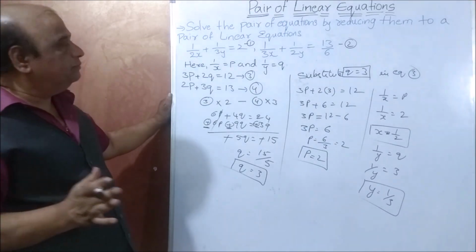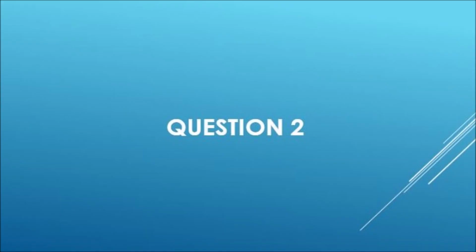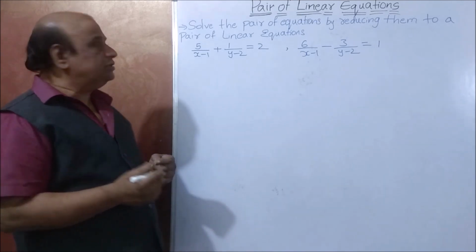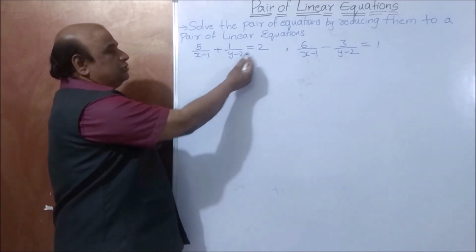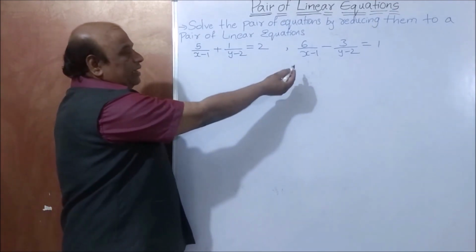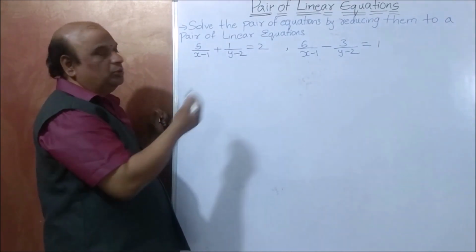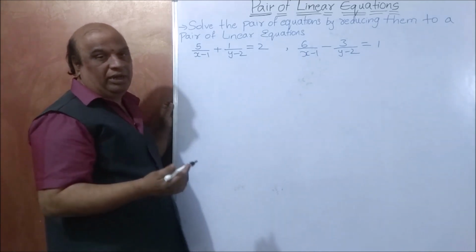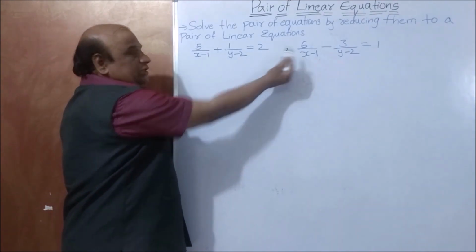There is one more method in the pair of linear equations. Here, my dear students, you see one more question. Here 5 by x minus 1 plus 1 by y minus 2 is equal to 2, 6 by x minus 1 minus 3 by y minus 2 is equal to 1. These are two equations. We have to convert these equations into the pair of linear equations. If you observe this 5 by x minus 1, here 6 by x minus 1.